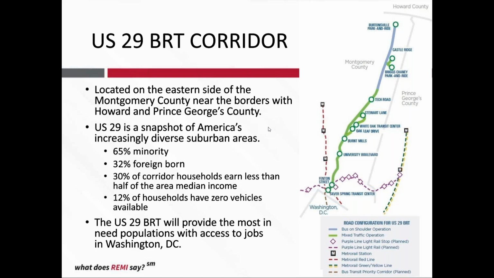But in particular, the US 29 BRT corridor is comprised of 65% minority populations, 32% foreign-born populations. Also, from the income distribution perspective, 30% of households in the corridor earn less than half of the area median income, and 12% of households have no vehicles available, meaning that they are very reliant on transit to get them to those opportunities. So the US 29 BRT will provide the most in-need populations with access to jobs in DC.